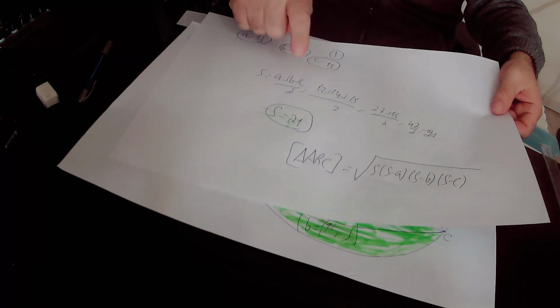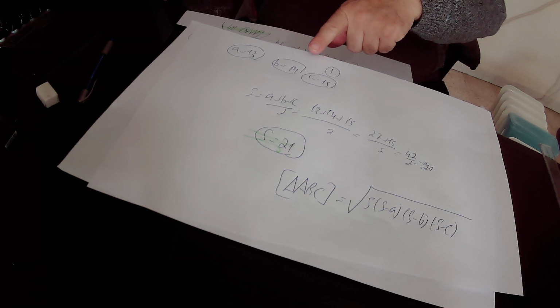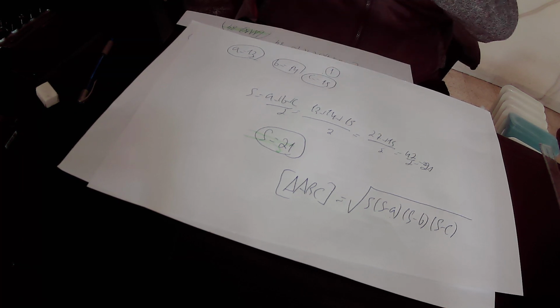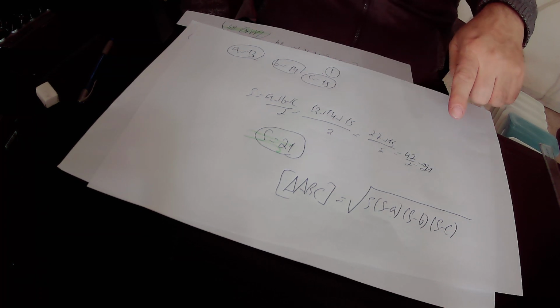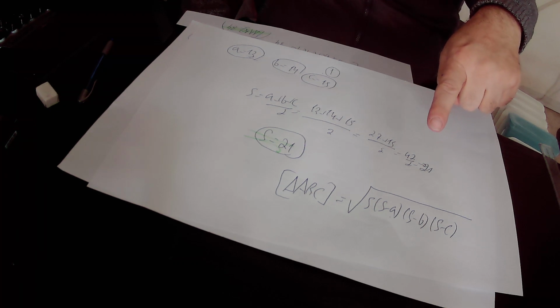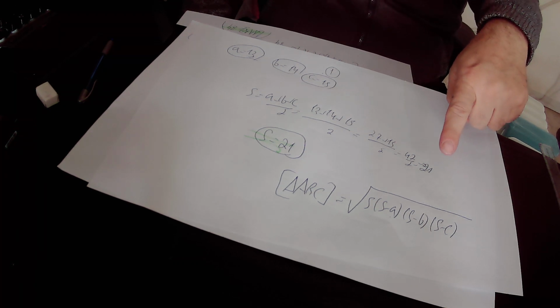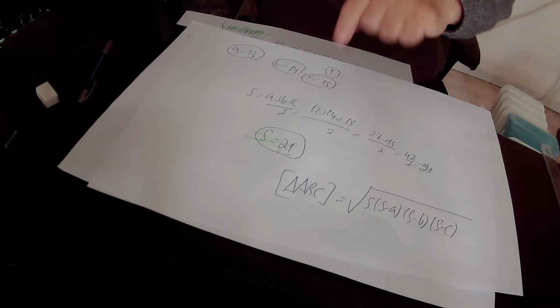S equals 21. A equals 13, B equals 14, and C equals 15. And according to the new formula, rule number 4, the area of our triangle ABC must be equal to the square root of S times S minus A times S minus B times S minus C. S is 21.